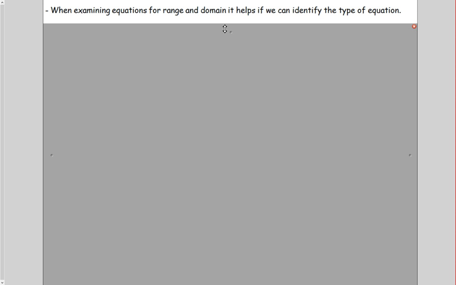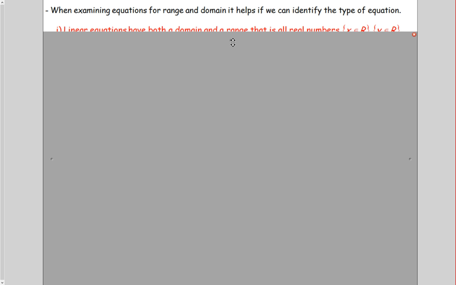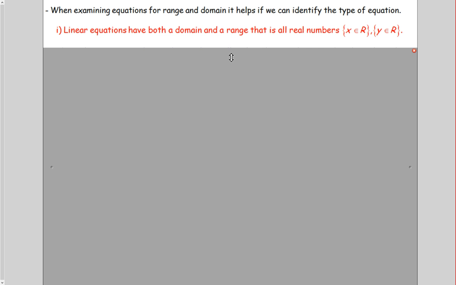And when we're looking at range and domain, if we have an equation, we're going to need to know what it looks like. So here's just a hint first. Linear equations, anything that's a linear equation, meaning the biggest exponent on the x value is 1, it's going to have both a domain and a range that are just x is an element of real numbers, y is an element of real numbers. Done. Because those lines will go on forever.